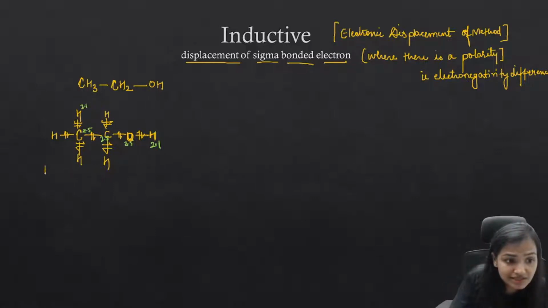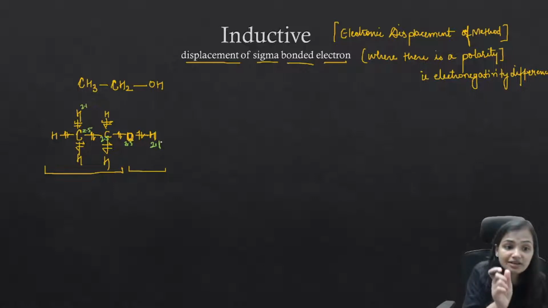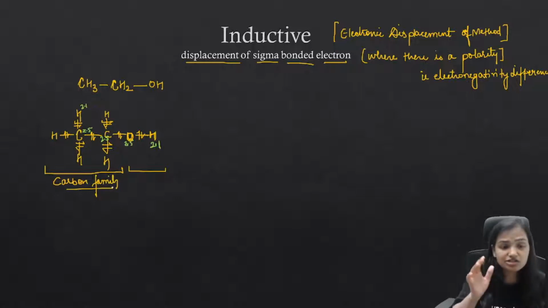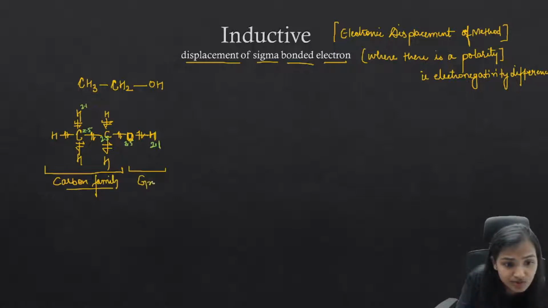So if you see this carbon part, and this particular group, that is the OH group, we have to see the electronegativity difference between the carbon part and the group. So this is your carbon part, this is a carbon family. This is my carbon family. This carbon family needs to know what this group is going to affect. How is this group going to affect it?